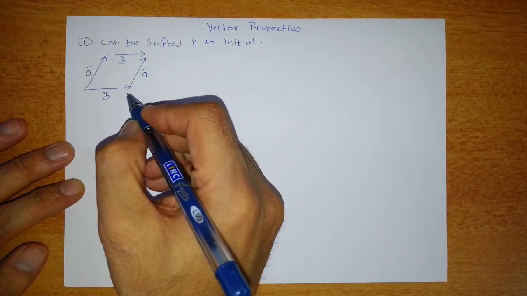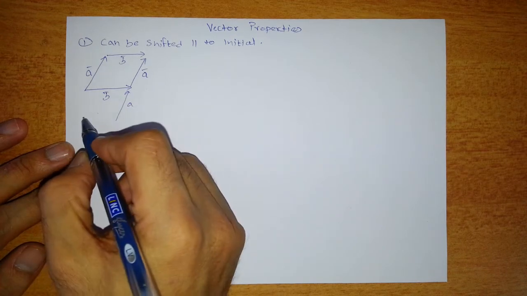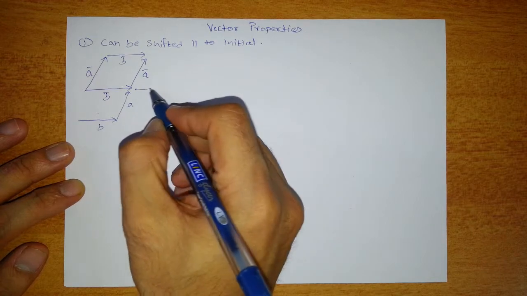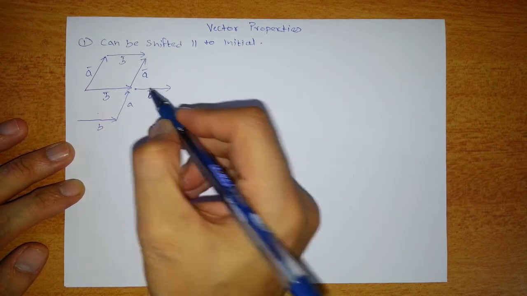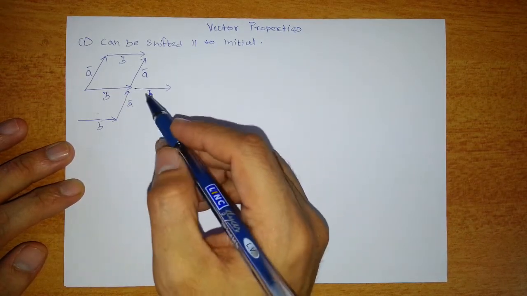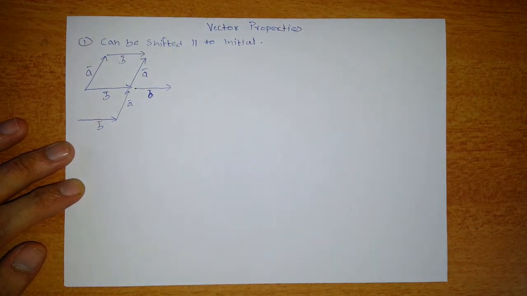Not just here, I could have also done vector A, vector B. Vector B can be shifted anywhere. All you need to do is keep the magnitude and orientation the same. So this is the first property of vectors.